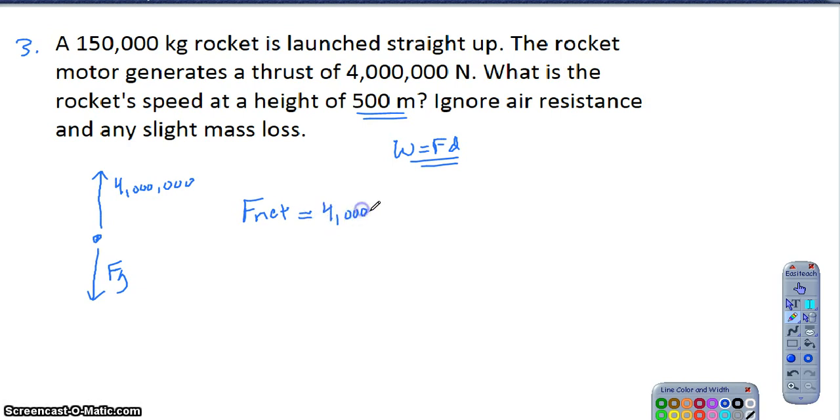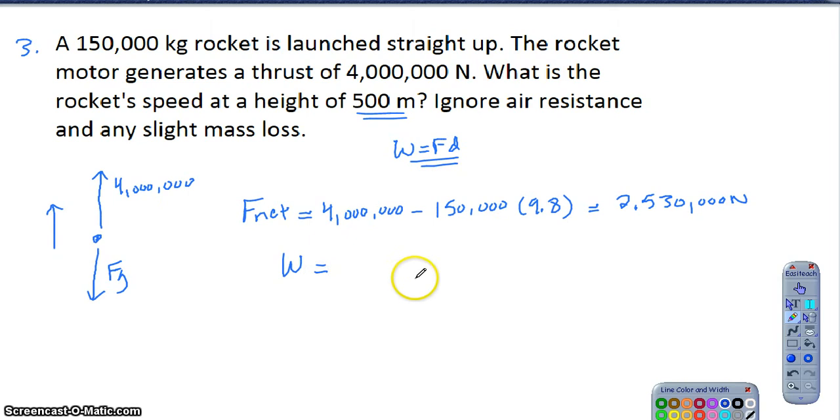Finding the net force, once you've identified that this is not the net force, is hopefully pretty easy. It's just 4 million minus the force of gravity, so minus 150,000 times 9.8. Once I calculate that, my net force ends up being about 2,530,000 newtons. And the net force is going upward, the displacement is upward, so my work done would be in the positive direction.